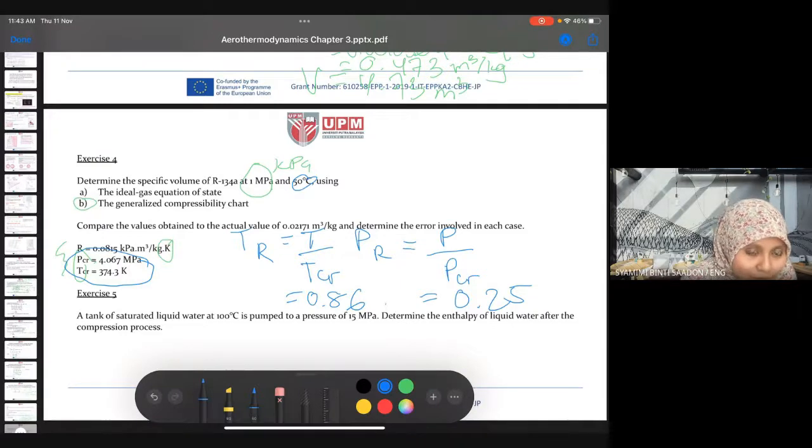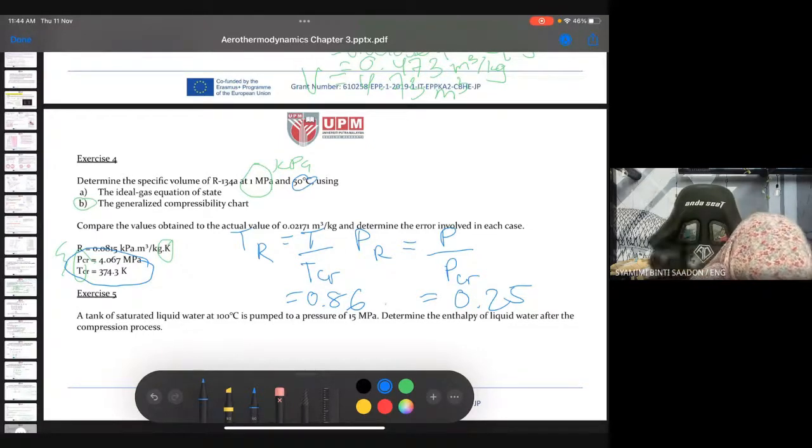Okay, so at PR 0.25 and TR 0.86, the value of Z coincides with other values at the top. If you look at the diagram given, Z is around 0.84, 0.8 something. So we imagine that the diagram is extrapolated along the line. So we have Z around 0.8, from the generalized compressibility chart.